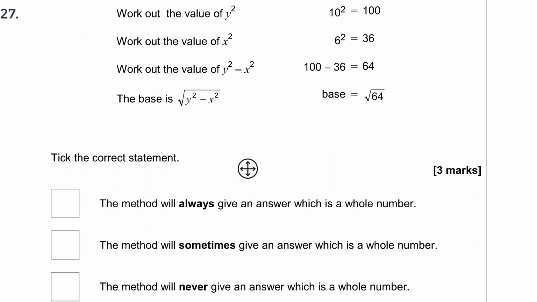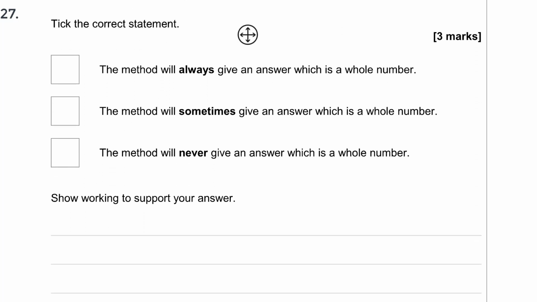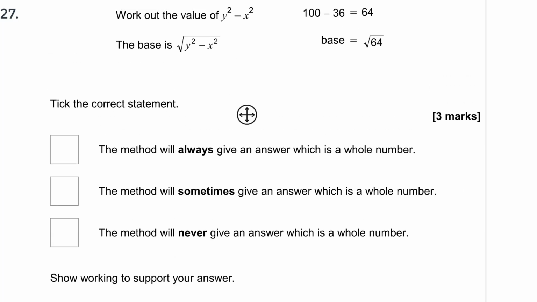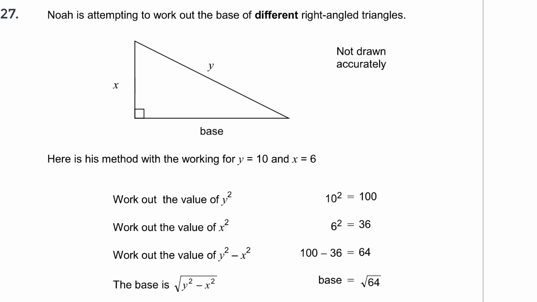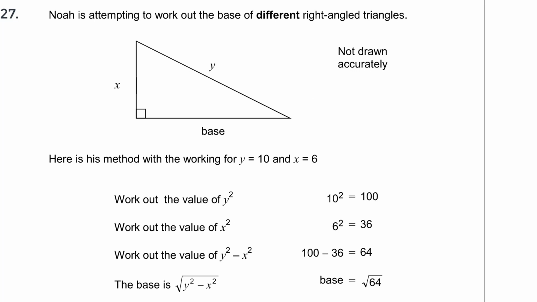Underneath it says tick the correct statement. The method will always give you an answer which is a whole number. The method will sometimes give an answer which is a whole number. The method will never give an answer which is a whole number. Well, his first example here with y and x equal to 10 and 6 gave us root 64, and root 64 is 8, so that is a whole number.